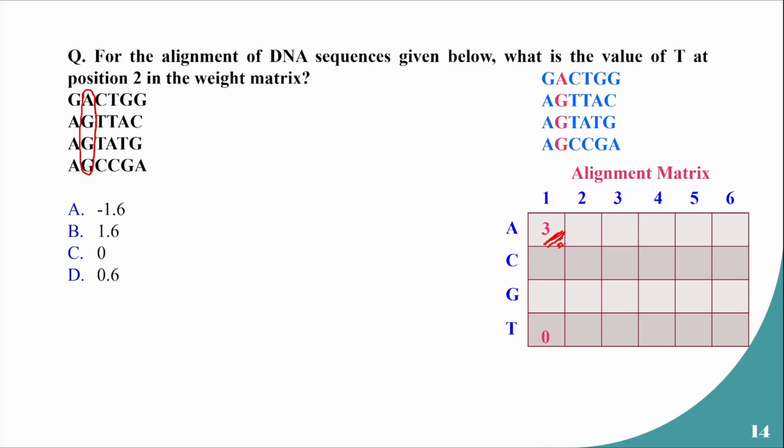Similarly, you could just see, for example, at position 1, no C is present, so we will put a 0 there. Then G is present 1 time, and T is present 0 times, right? By doing that, we will fill out this entire matrix. So for example, if I ask what will be the score at this particular grid, that is for position 4, G. So G for position 4.